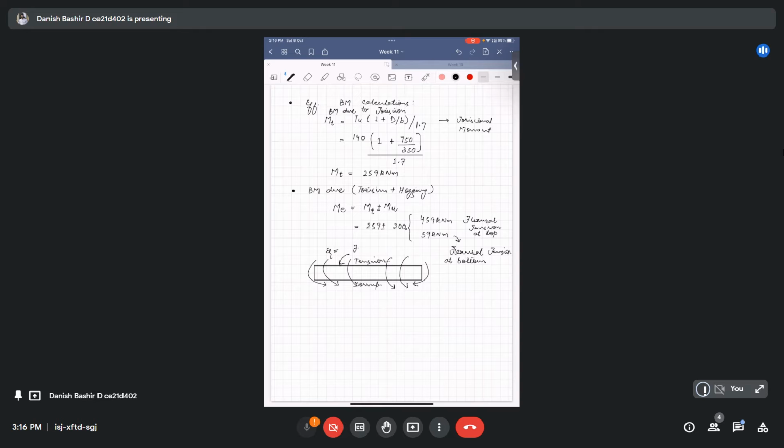What was equivalent at the top? Flexural tension, and that was caused by a huge moment, 459 kilonewton meter. And at the bottom, it was compression. Now, when we calculated the equivalent quantities along with torsion, equivalent came out to be flexural tension as well, and that was a little less than the top one, obviously, 59 kilonewton meter. Okay, this is just for the understanding.